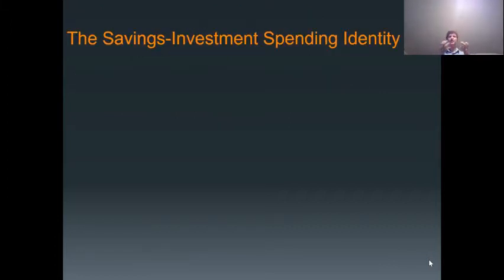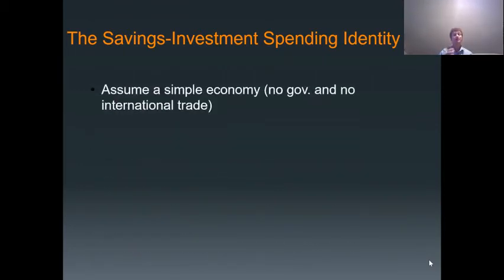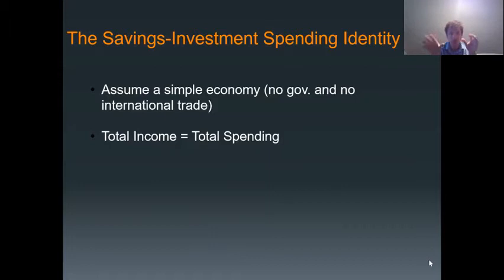As we consider that this is a necessary function within our economy, we now have to create an identity, which is the savings, investment, spending identity. At first, to do this, we assume a simple economy: no government, no international trade, just a basic market. When we do that, we can consider that your total income has to equal your total spending. The amount that people spend has to be, by definition, given to somebody eventually in income.